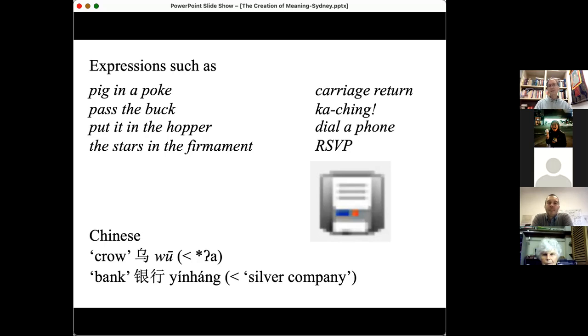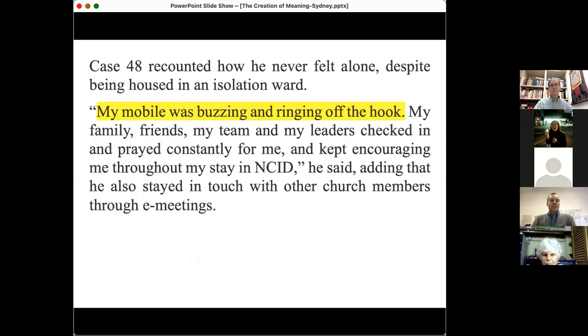And then we have examples like in phonetics, like the word for crow in Chinese is now pronounced wu, but we can reconstruct that in Old Chinese as ah. So it's probably onomatopoetic at that time, but it's no longer onomatopoetic, so we don't see the motivation for it anymore. But it's still there historically. And then the word for bank is literally silver company, because in the past they dealt with silver. All exchanges were done with silver. But they no longer use silver, but they still maintain that name, Yinghang, for silver company.